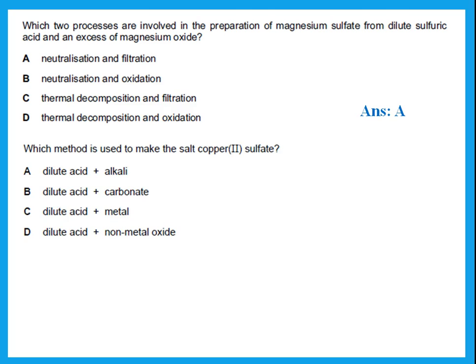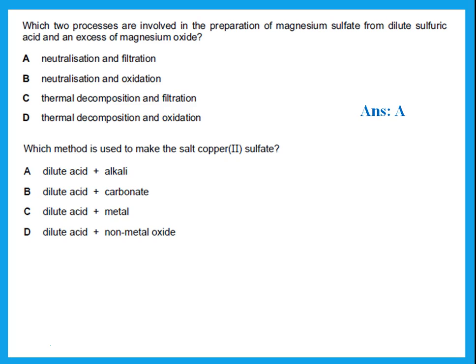Which method is used to make the salt copper sulfate? How did we make copper sulfate? We made copper sulfate from acid and what? Can I use alkali to make copper sulfate? We said first of all, I will need sulfuric acid, so I will need the dilute acid. We said sulfuric acid plus what? In the experiment I explained, we used copper oxide. We said I cannot use only copper because copper does not react with acid. So I cannot say dilute acid plus metal.